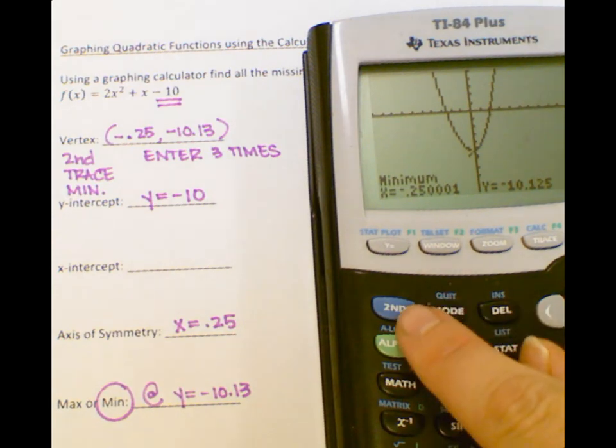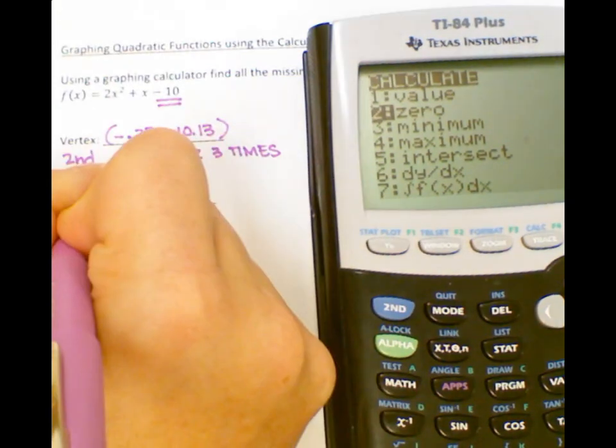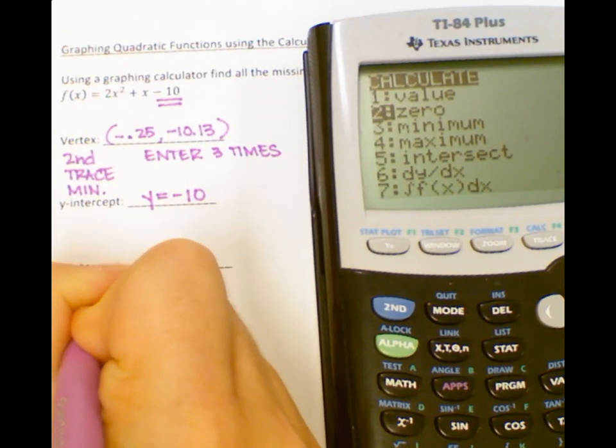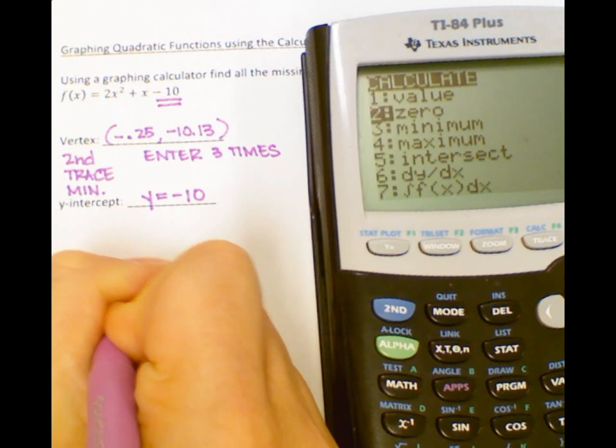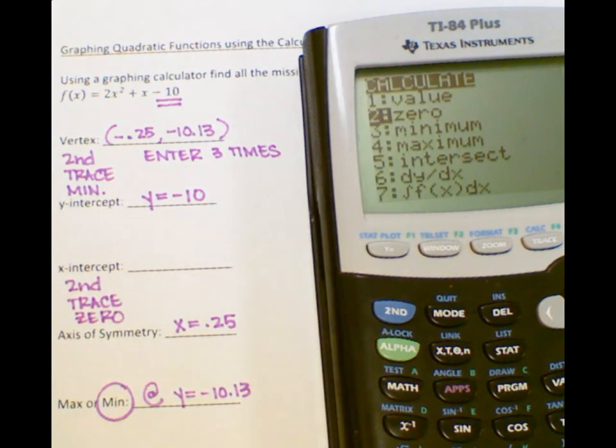How we find them is we say second trace. See this 0 right here? That's how we're going to find them. Second trace, 0. So let me put that down here so you remember. Second trace, 0. Okay, so let me hit it.